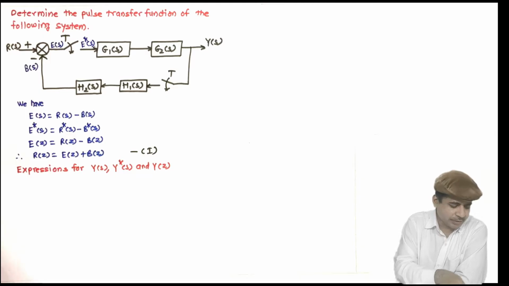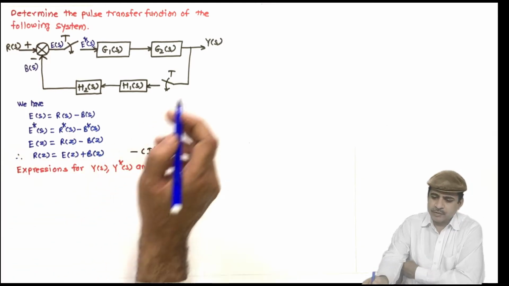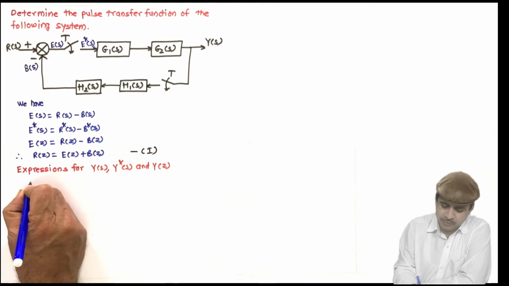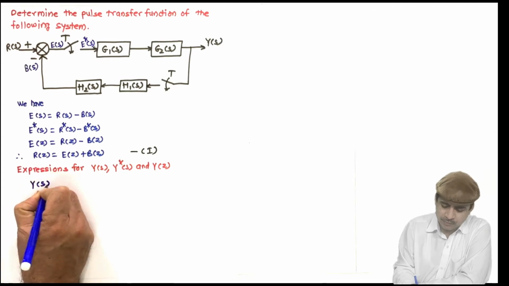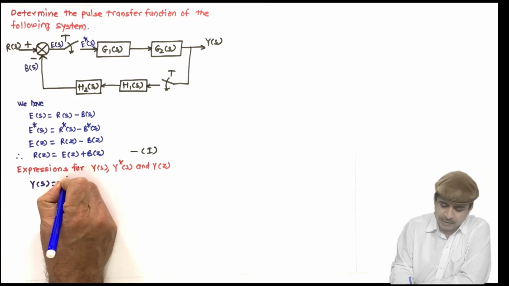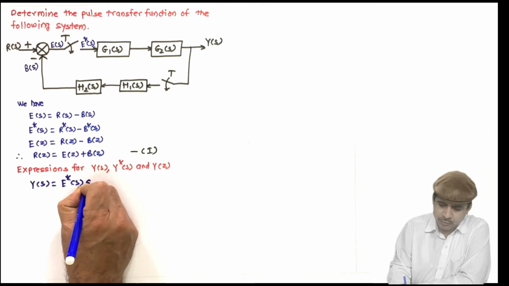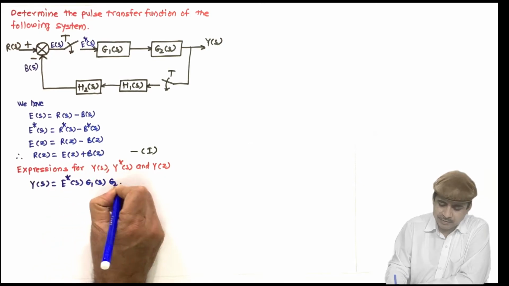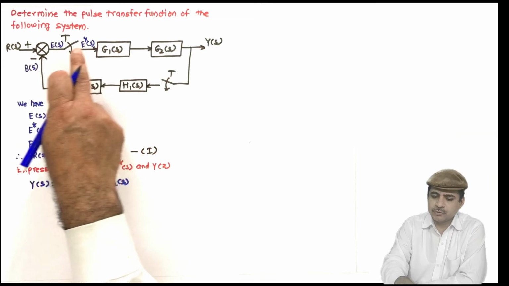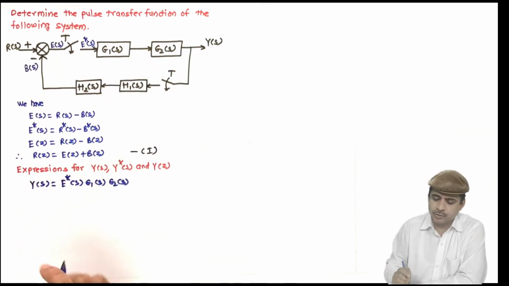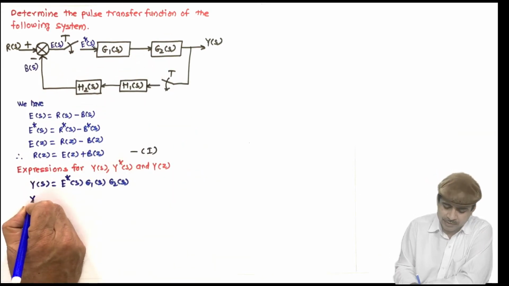So here, for this case, Y(s) is equal to E*(s) into G1(s) into G2(s). See, Y(s) is equal to E* into G1(s) into G2(s), and then taking star Laplace.